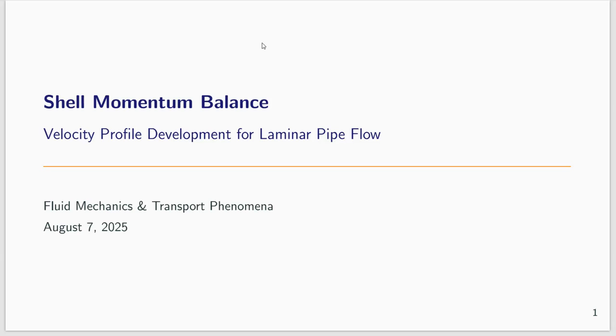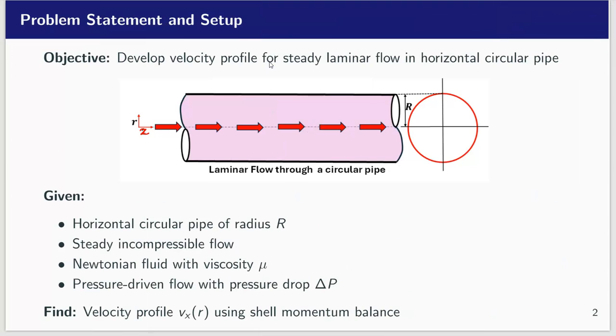Today I am going to talk about shell momentum balance. Here I will discuss velocity profile development for laminar pipe flow. So here is the problem statement and setup. The objective of this problem is to develop the velocity profile for steady laminar flow in a horizontal circular pipe.